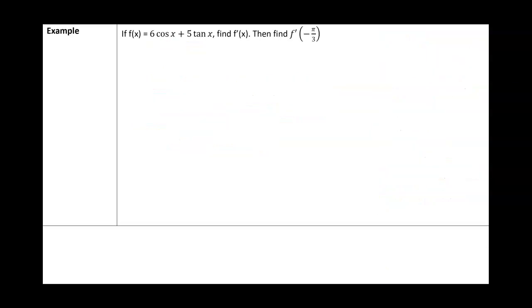Okay, another one, we have 6 cos x plus 5 tan x. Now here, we do have a tan x and a cos x, but there's no product or quotient. So in that case, it's a lot easier when it's just adding and subtracting to take the derivative separately. So the derivative of cosine of x is going to be negative sine of x. The derivative of tan x is secant squared of x. These constants just come down. And then if I simplify this, we get negative 6 sine of x plus 5 secant squared of x.